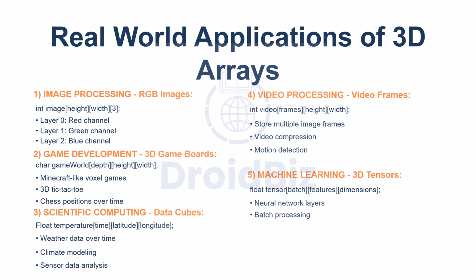It is also used in video processing for video frames. It stores multiple image frames, enables video compression, and helps with motion detection. It is useful in machine learning with 3D tensors. It is essential for neural network layers and batch processing in modern AI. 3D arrays are fundamental in multimedia, gaming, scientific computing, and modern AI and machine learning applications.